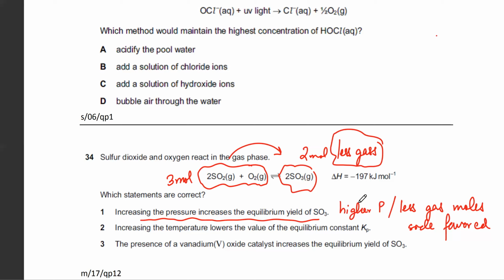So higher pressure, fewer gas moles side. So the amount of SO3 is going to be favored. There's going to be more forward reaction. So the yield of SO3 will increase. Okay, is this clear? This first one. You clear? Yes, sir.